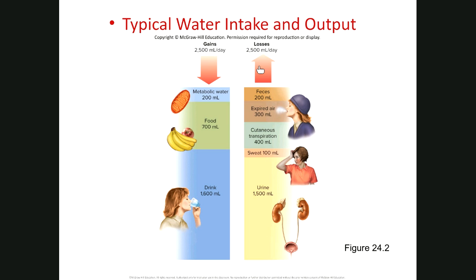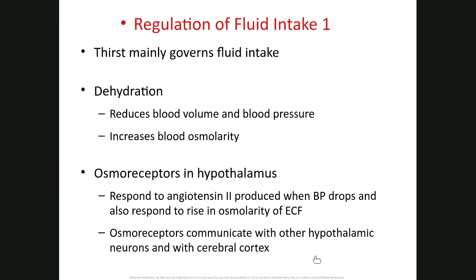Overall, they pretty much balance themselves. The thirst is depending on the fluid intake. Dehydration reduces blood volume and pressure, and therefore, if you take out the fluid part of that, you will end up being very concentrated, and your blood osmolarity increases.